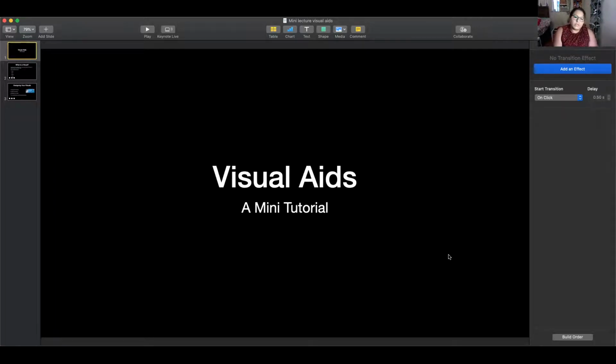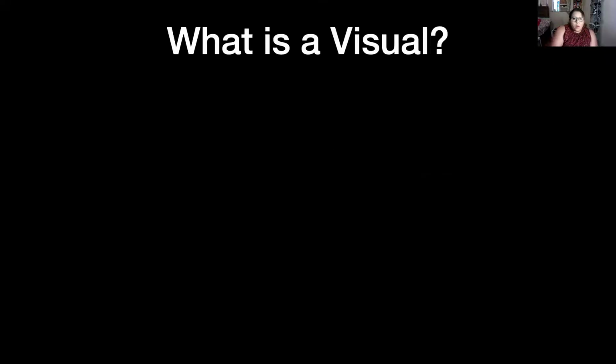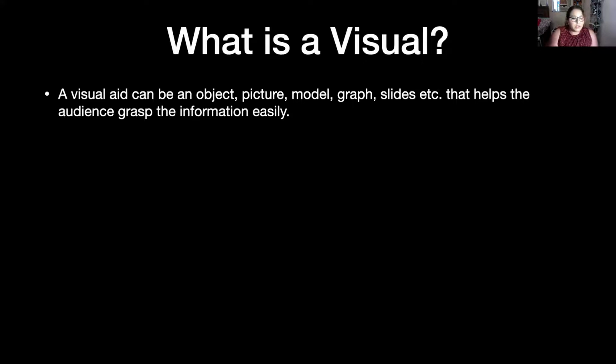If you are going to use a visual aid, it has to enhance your presentation somehow. And if it takes away from your presentation, it was not effective. So with that being said, let's get started. So when we talk about a visual aid, what is a visual aid? It is any object, basically any visual, such as an object, picture, model, graph, PowerPoint slides, keynote, any of that, that basically helps the audience grasp the information easily.